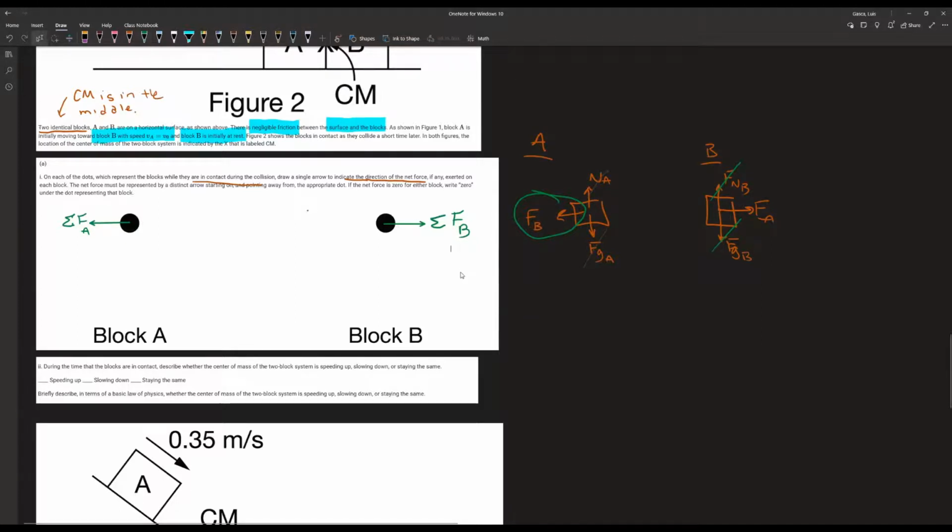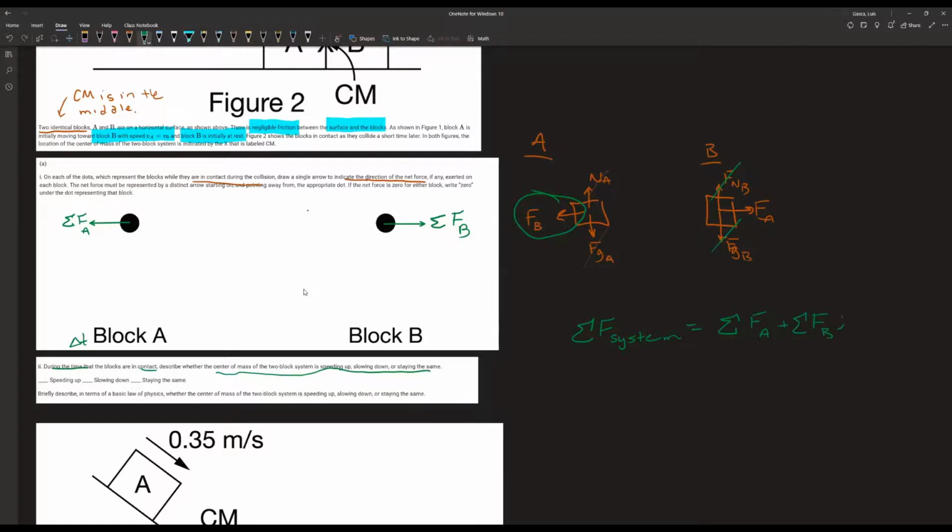The next one, 2. During the time that the blocks are in contact, so there's some delta T here. Describe whether the center of mass of the 2-block system is speeding up, slowing down, or staying the same. So if we look at this, the net force on the system is going to be the net force of each of those objects on the system. So that's going to be the net force on block A plus the net force on block B.